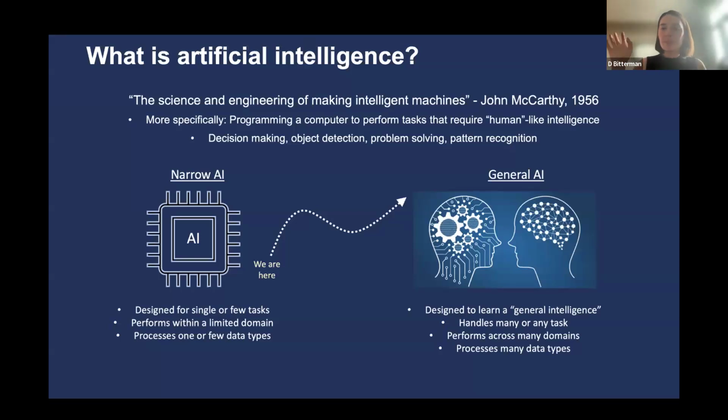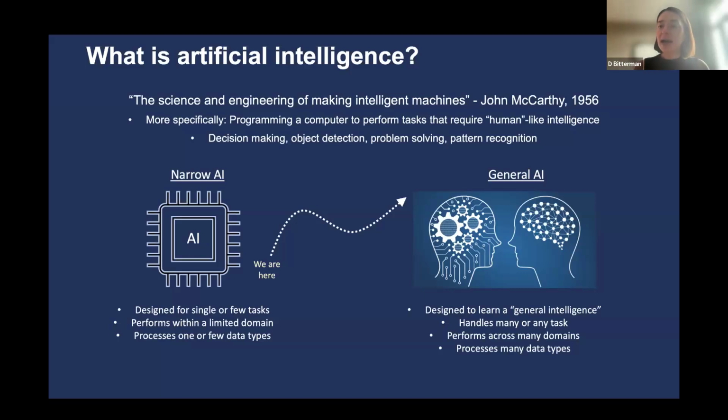And I like to bucket AI into two different categories, narrow AI and general AI, because they're talked about together, but they're quite different. They're the same technology with different implications. And right now, we really live in a world of narrow AI. General AI is more of where we may be going in the future.